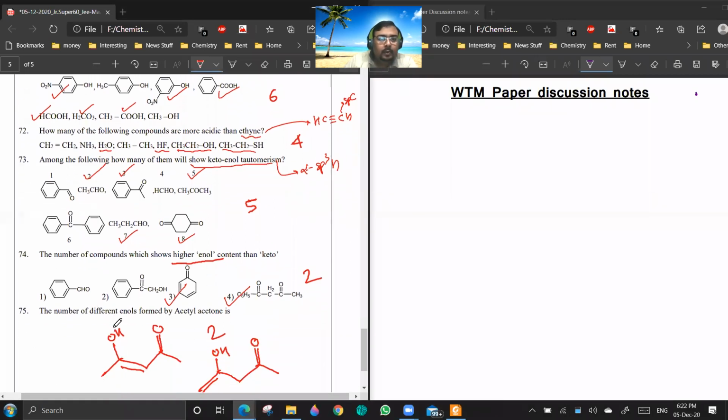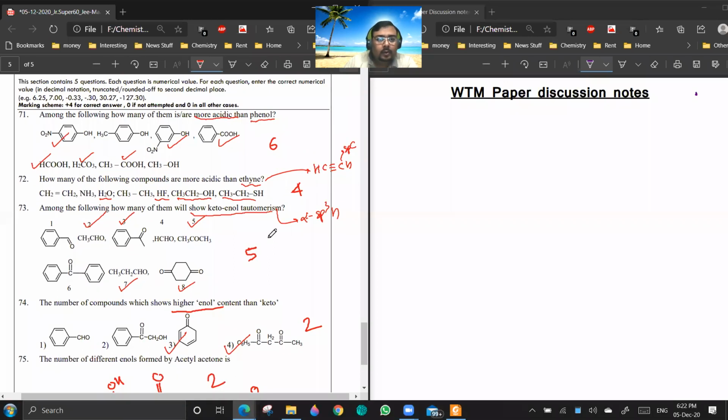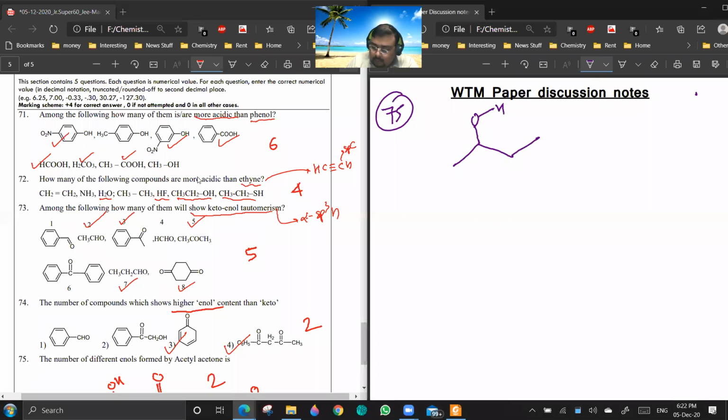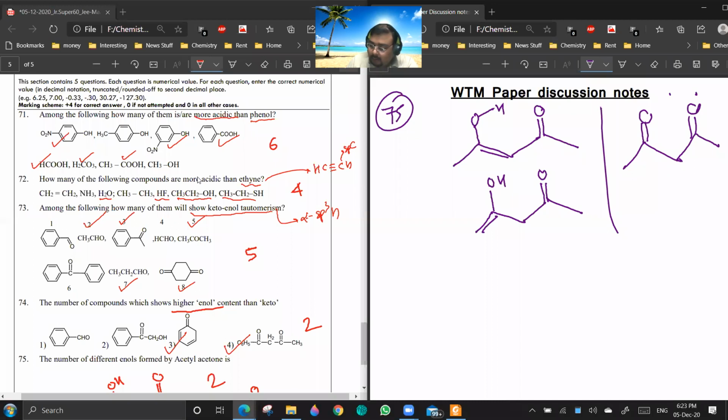Any doubts? 75. There are two forms of acetyl acetone. One will be something like this, and another will be something like this. See, acetyl acetone is having two types of alpha hydrogen. If you see the acetyl acetone, it is a symmetrical molecule. So you have H and HB.